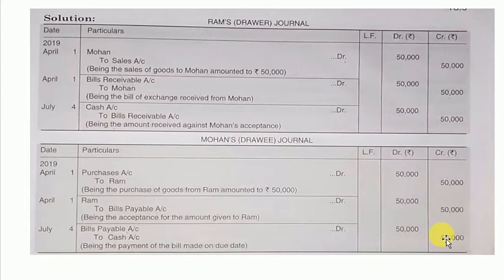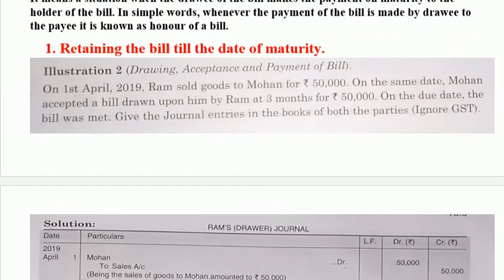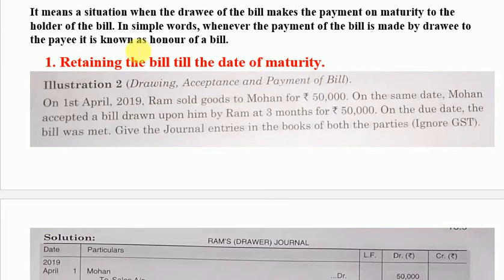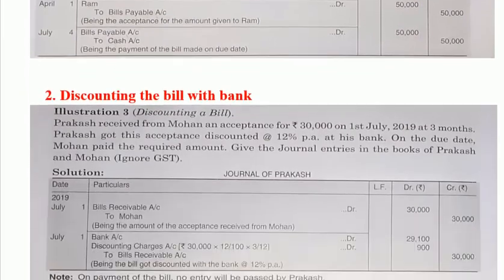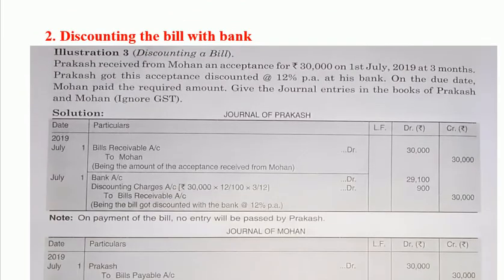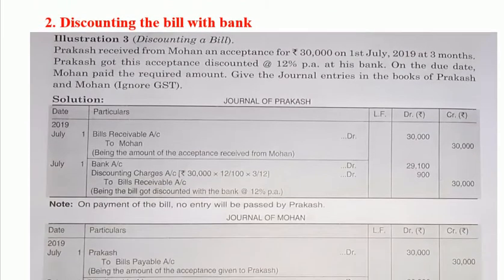And that completes the entries in the books of drawer Ram and in the books of drawee Mohan under case 1, where the bill was retained by the drawer Ram till the date of maturity. This was the case for which we have seen this example. When the bill is paid, it is called honor of a bill, and after that there is no existence of bills receivable or bills payable. That is completed. Now we move to case 2. I hope you have understood case 1. You must do this question in your copy, children, so that you get a revision.